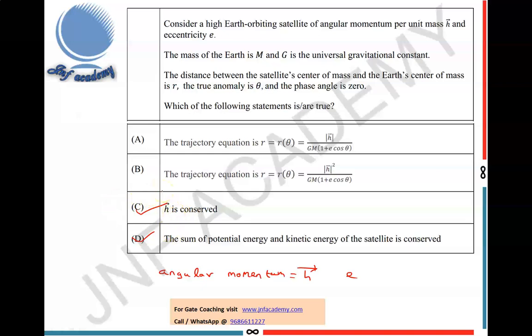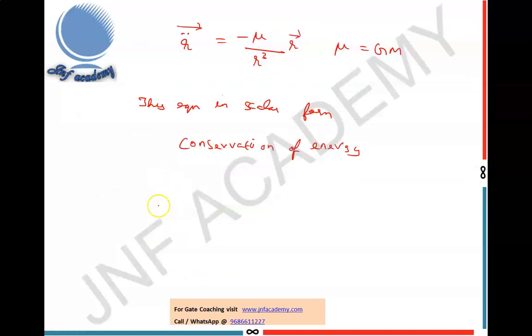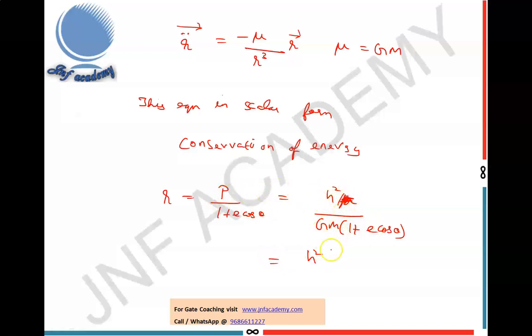Now out of option A and B, what is the trajectory equation you have to find? The trajectory equation formula we all know: r is equal to P by 1 plus E cos theta, where P is nothing but H square by mu, which is H square divided by Gm, into 1 plus E cos theta, where E is eccentricity. So P is equal to H square by Gm, and Gm is nothing but mu. So this is your trajectory, which is the solution for this equation.